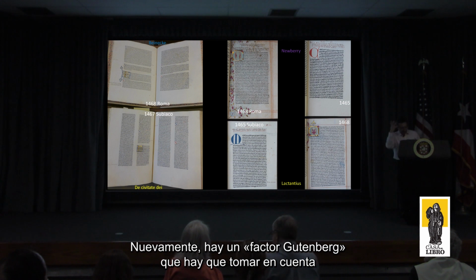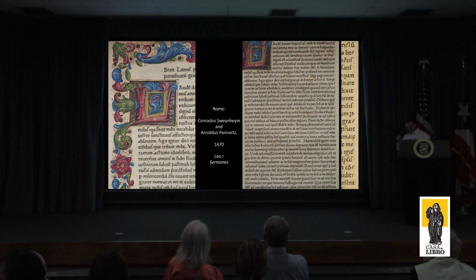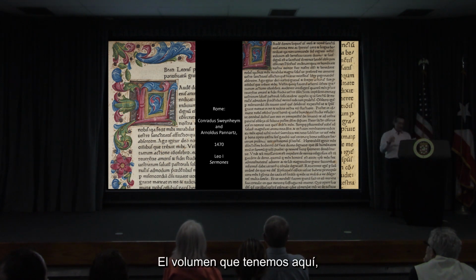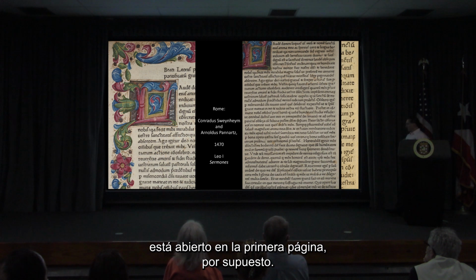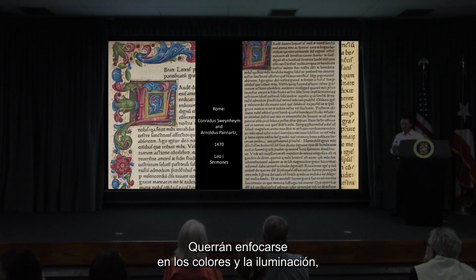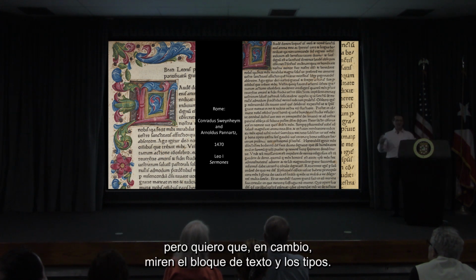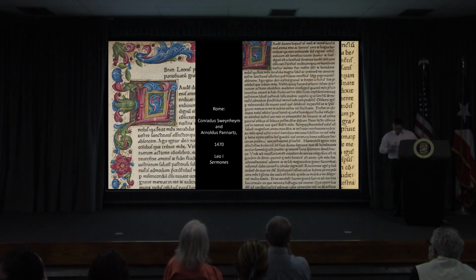Again, there is a Gutenberg factor that you need to keep in mind, and the blackness of the page. The volume that we have here is open on the first page. Of course, you want to focus on the colors and the illumination, and I want you to instead look at the text block and the types.